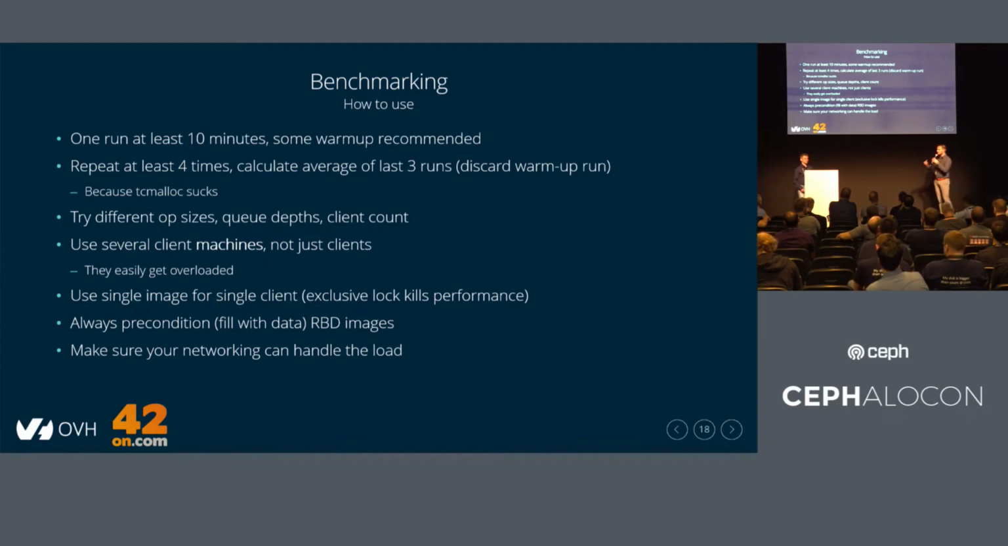And that's why you should always run the benchmarks multiple times, so that you have a realistic number instead of waiting for the object creation inside Rados. Also remember that you should use a single image for a single client, because by default RBD images are using exclusive lock, and when you are using more than 1 client per image, your performance will tank.